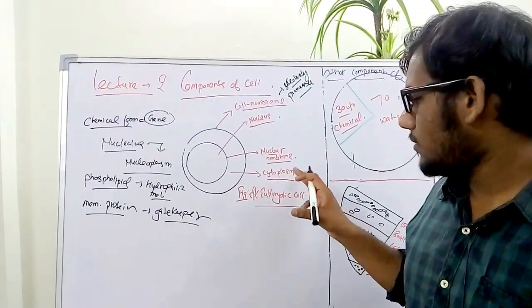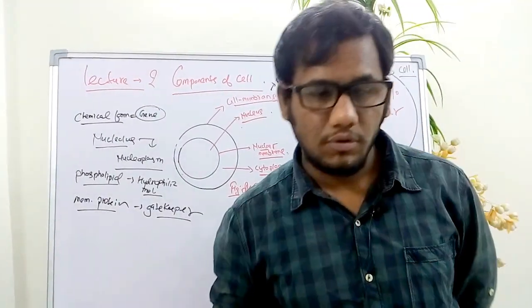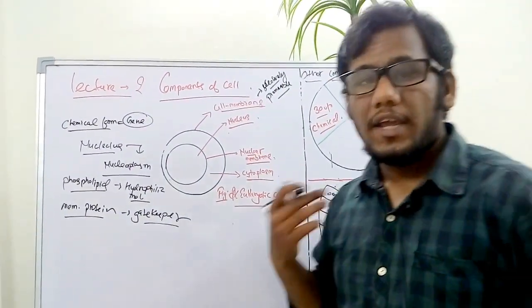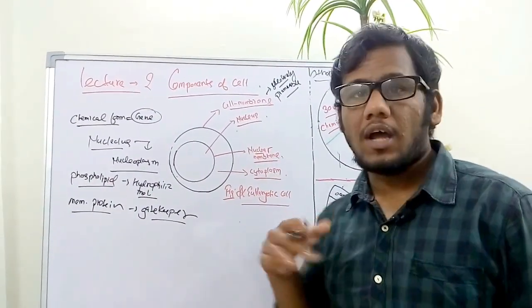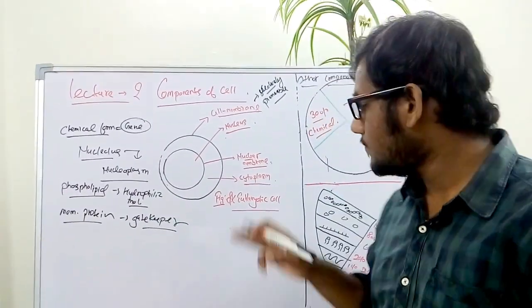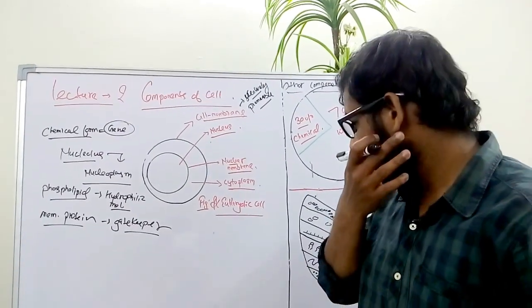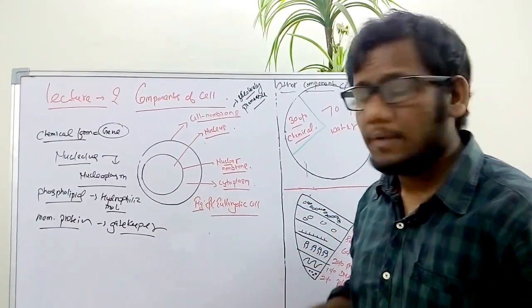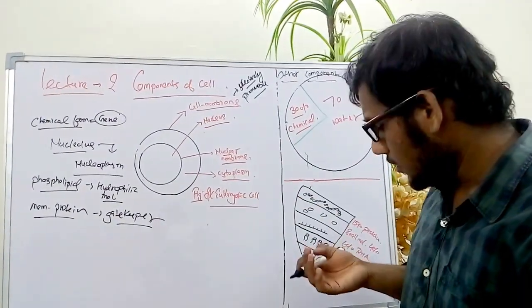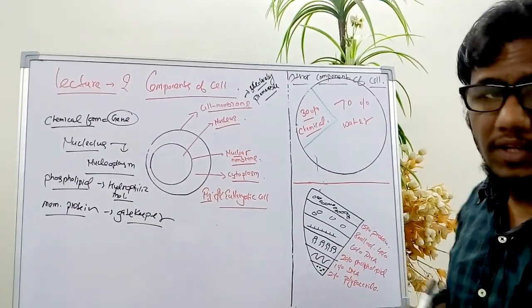Now talking about the cytoplasm. This cytoplasm is a water-based fluid matrix present outside the nucleus and inside the cell. In this fluid matrix, various membrane-bound organelles are embedded. So now we have completed the component of cell. Now talking about the other components of cell.